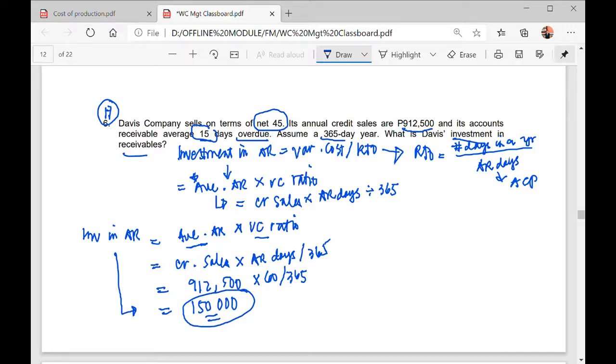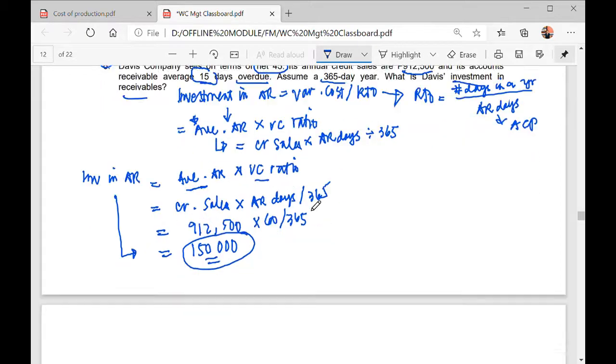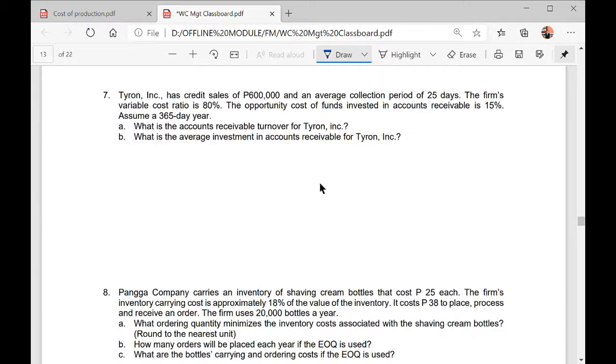Next, question number 18. Okay? Number 18. Again, this is 18. So, question 18, letter A. What is the RTO? Letter A, RTO. What is our RTO? That is the number of days in a year over the AR days. And what is our number of days in a year? Ingon man siya, 365. So, 365 over.